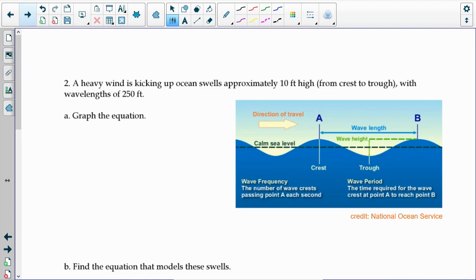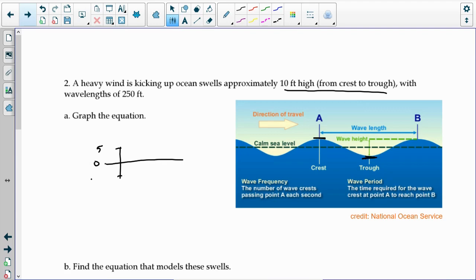Problem 2. I have this graphic over here that I got from the National Ocean Service website to help us understand what a crest and a trough are. So the crest is the top, the trough is the bottom, and then we have what's called calm sea level. So the wave height is from trough to crest. So when it says 10 feet high from crest to trough, that's referring to from the very bottom to the very top. We'll call calm sea level 0 in this problem.